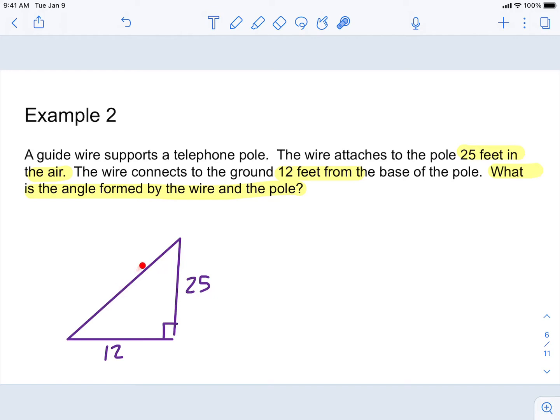And what is the angle formed by the wire and the pole? Well, the wire is here, the diagonal. The pole is the vertical. Where those two things meet, that's where I'm going to put my x. That's the angle.